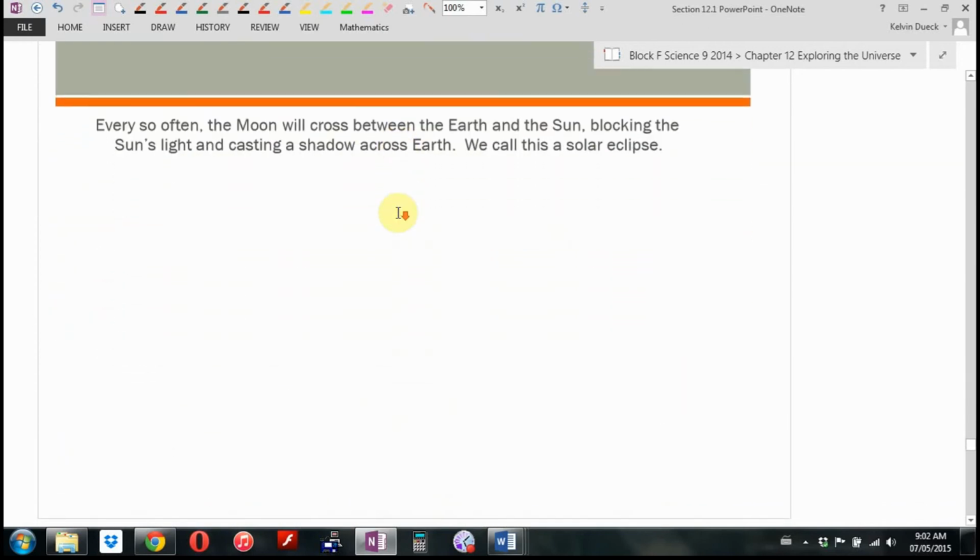Every so often, the moon will cross between the earth and the sun. Fairly often, except like every few years, except the shadow it casts only hits a small part of the earth. So we haven't had a good one here for a while. And when the moon does that, it blocks the sun's light and it casts a shadow across the earth. We call this a solar eclipse.